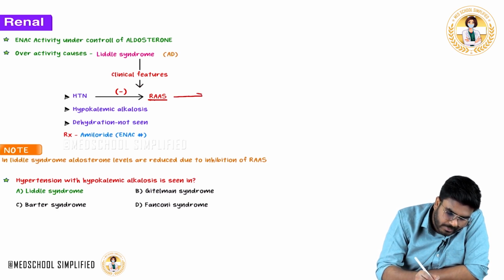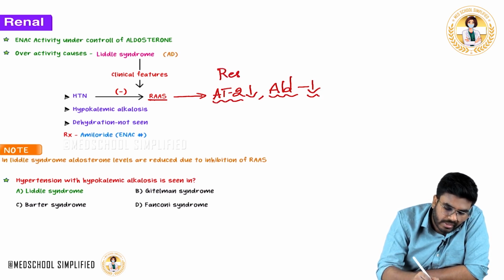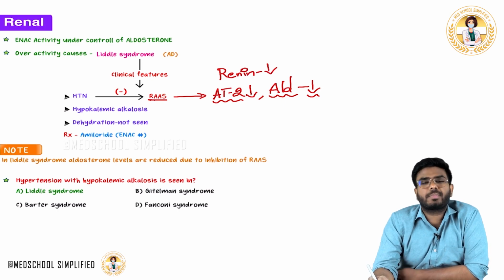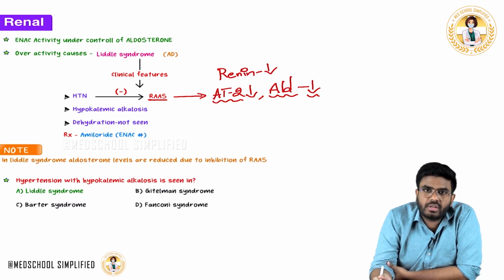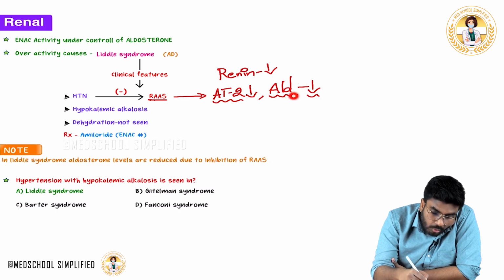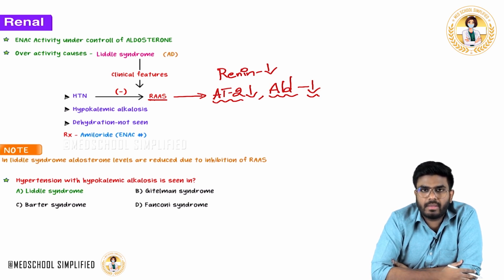Whenever the RAS pathway is inhibited, what happens to the angiotensin 2 levels? Angiotensin 2 levels decrease. What happens to the aldosterone levels? Aldosterone levels decrease. What happens to the renin levels? Renin levels also decrease. So renin levels decrease, angiotensin 2 levels decrease, aldosterone levels decrease. So even without aldosterone, now epithelial sodium channels are overactivated. They are over functioning, with more sodium reabsorption.